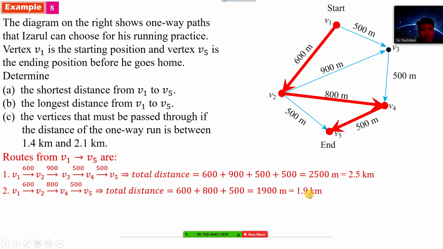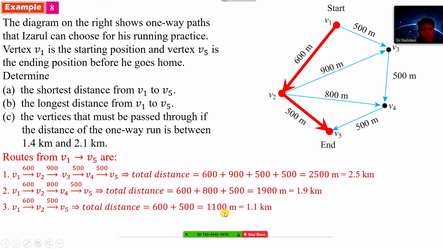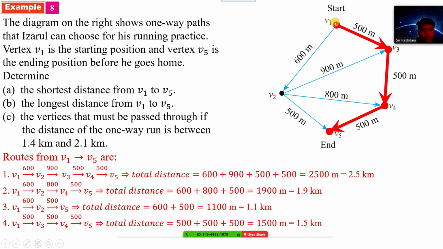Okay. The third road is from V1 to V2 and directly to V5, 600 plus 500, so we will get 1,100 meters. Change to kilometers, 1.1 km. And then for road number 4, it is from V1, V3, V4, V5, so 500 plus 500 plus 500, and then we will get 1,500 meters. So we change it, we will get 1.5 kilometers.